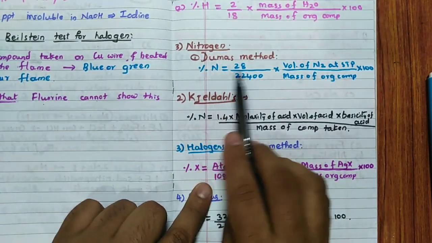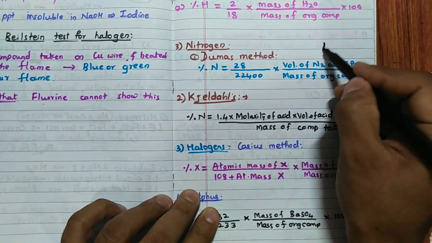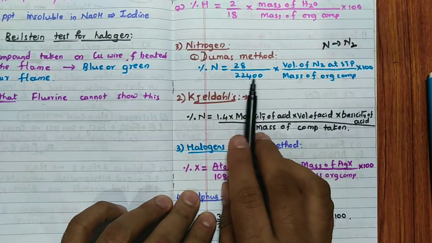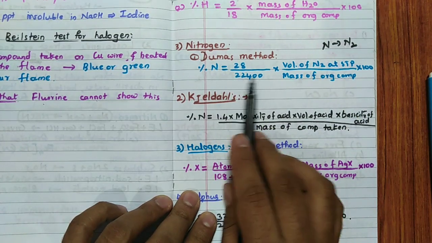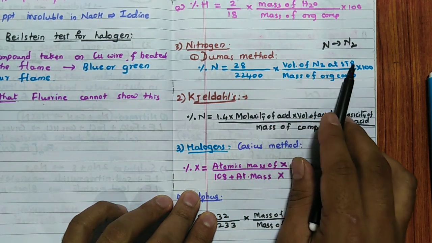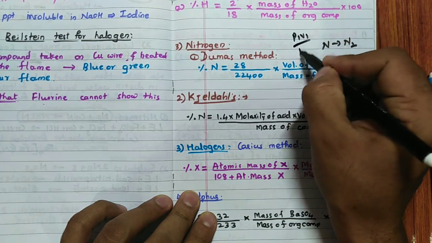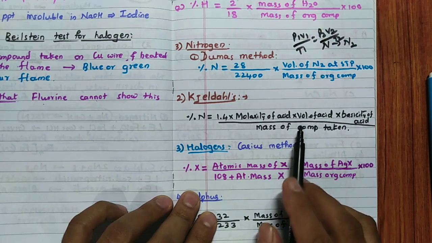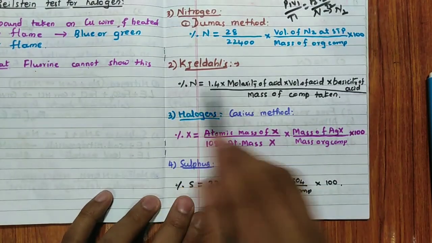Dumas method. Percent of nitrogen is 28 by 22,400. 28, because here nitrogen is converted into N2 gas, hence I have taken 28. Divided by 22,400, the volume occupied by 1 mole of nitrogen gas, that is 22,400 cm cube. Here we have to calculate the volume of N2 at STP, by using the formula P1V1 by T1 is equal to P2V2 by T2. By using this formula you calculate the volume. Then divide by mass of organic compound, into 100. Kjeldahl's method is important, remember this formula.